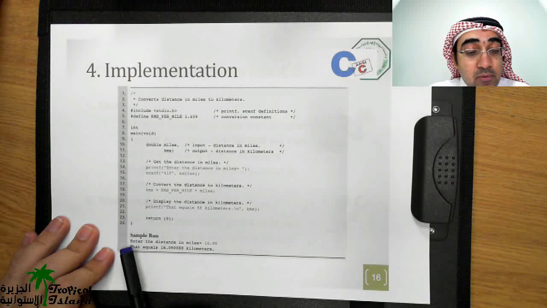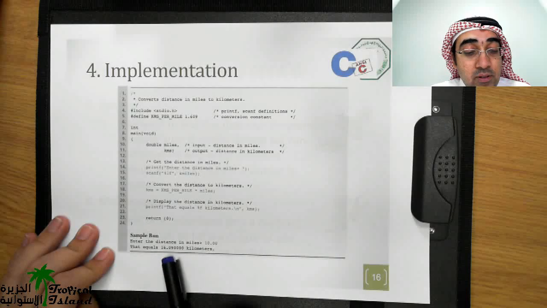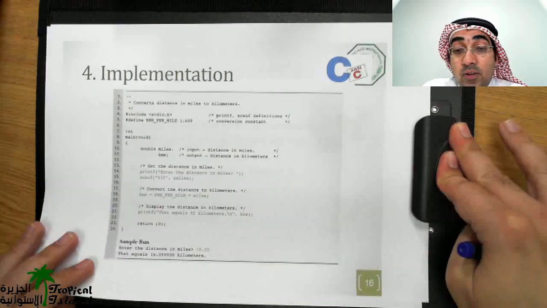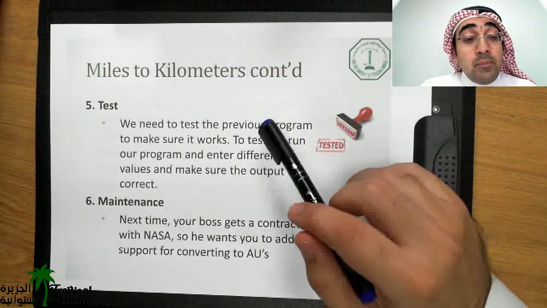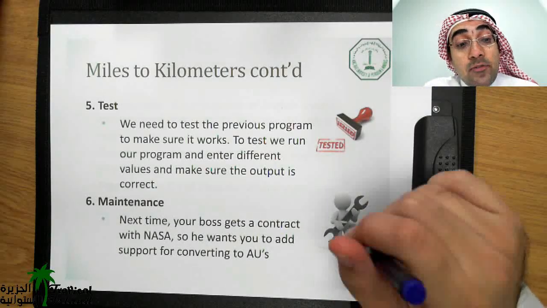When we run the program, it asks us to enter a distance in miles, and we enter 10. It says that equals 16.090000 kilometers, and this is how we asked it to produce an output. After we implement it, we have to do a test, and we have to stamp that this thing works fine.